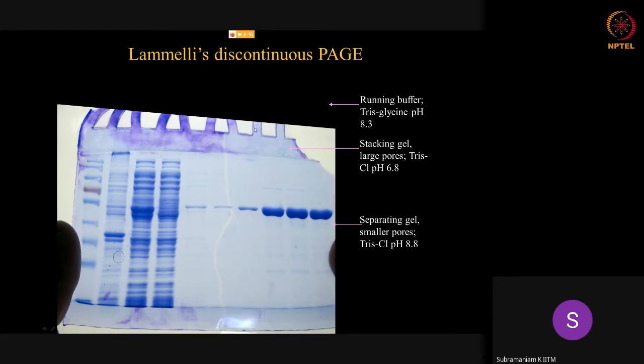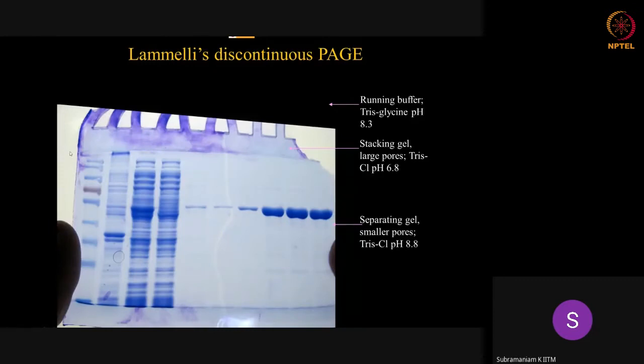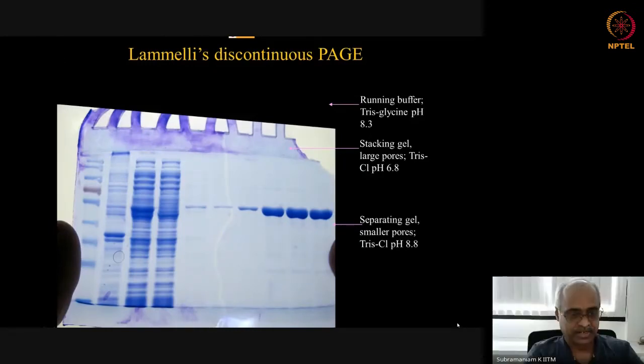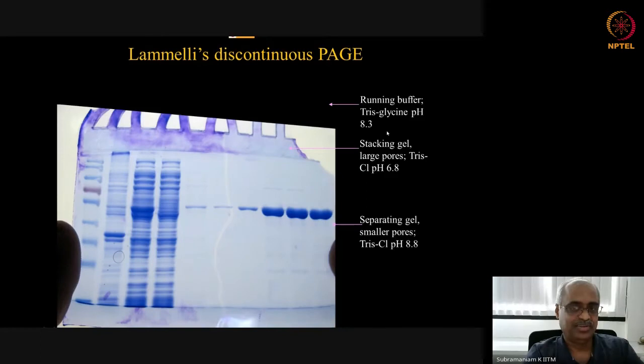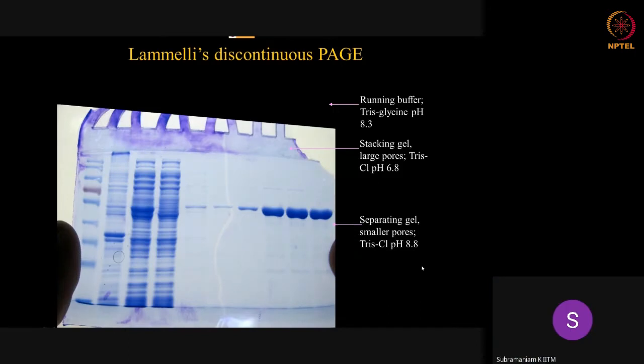Once this is done, it is mounted on a tank. There is one tank on the top, one tank at the bottom, and the electricity is applied. The tanks are filled with a buffer, and that is going to supply the ions for continuous passage of the electric current through this. And that buffer is Tris-glycine. Okay, so here the pH is 8.3. So pay attention to all these values. These are all important, and these are directly connected to the pKa concept that we learned.